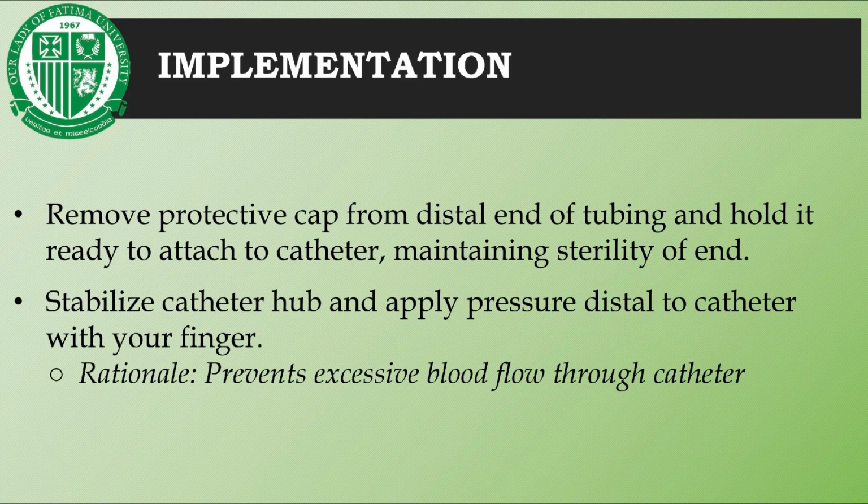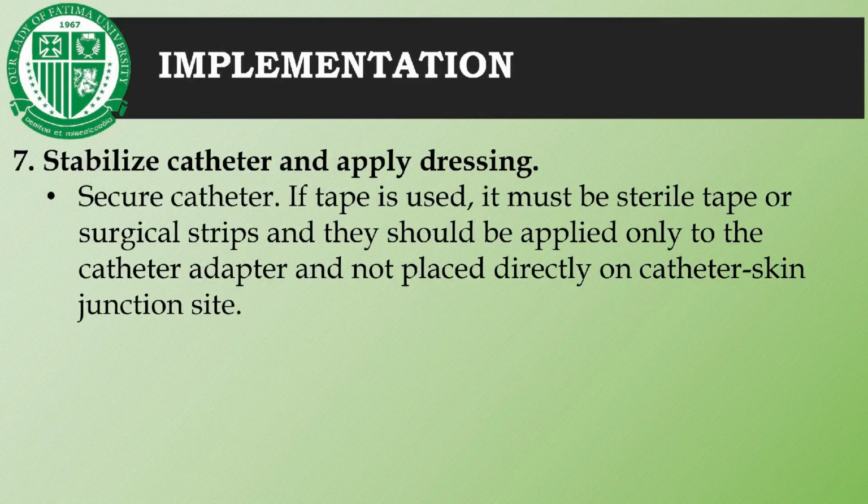Remember to remove the protective cap from the distal end of the tubing and hold it ready to attach to the catheter, maintaining sterility of the end. Stabilize the catheter hub and apply pressure distal to the catheter with your finger to prevent excessive blood flow through the catheter. After inserting the catheter and initiating the infusion, stabilize the catheter and apply dressing. Do not forget to secure the catheter.